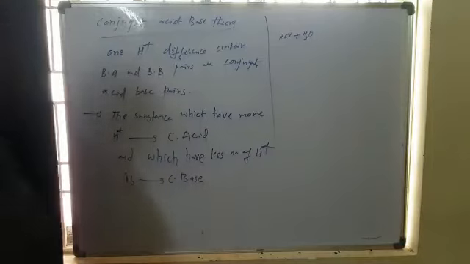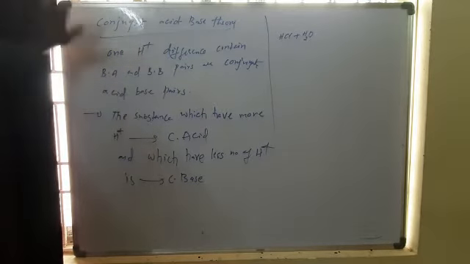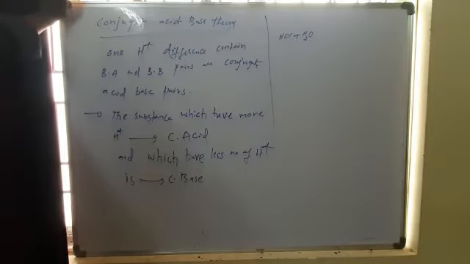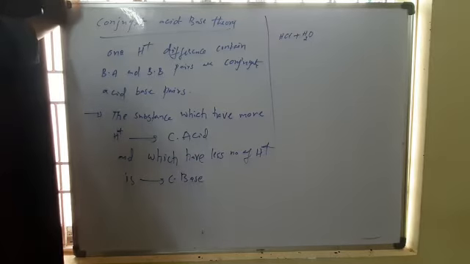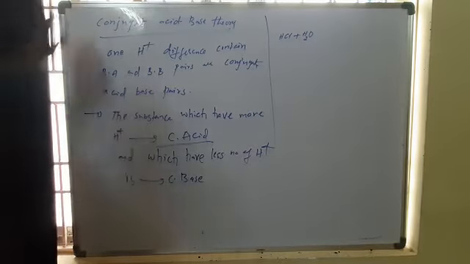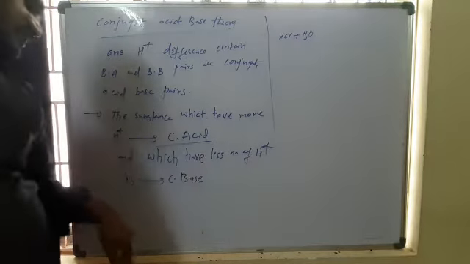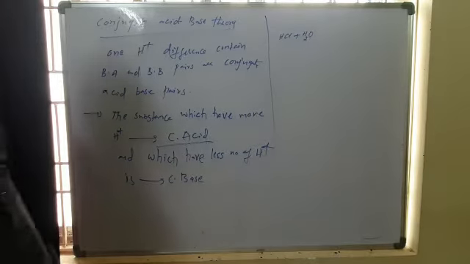Conjugate acid-base theory. One H plus difference between a Bronsted acid and Bronsted base pair makes them conjugate acid-base pairs. So one proton is the difference. The substance which has more H plus ions is the conjugate acid, whereas the one with fewer H plus, fewer protons, is the conjugate base.